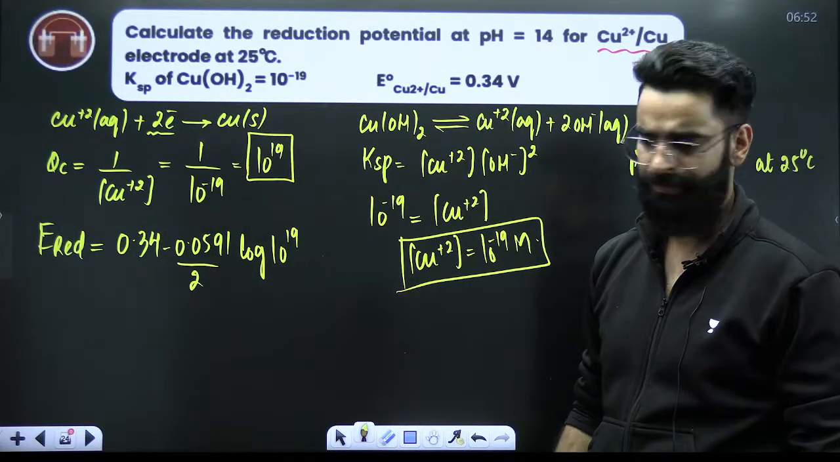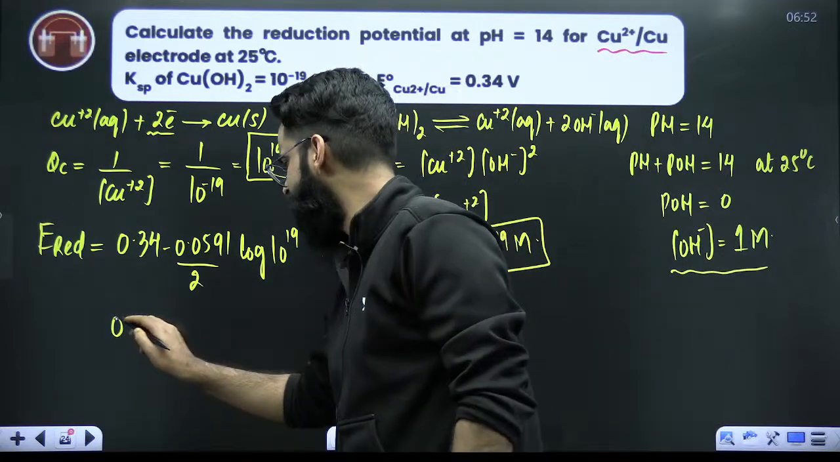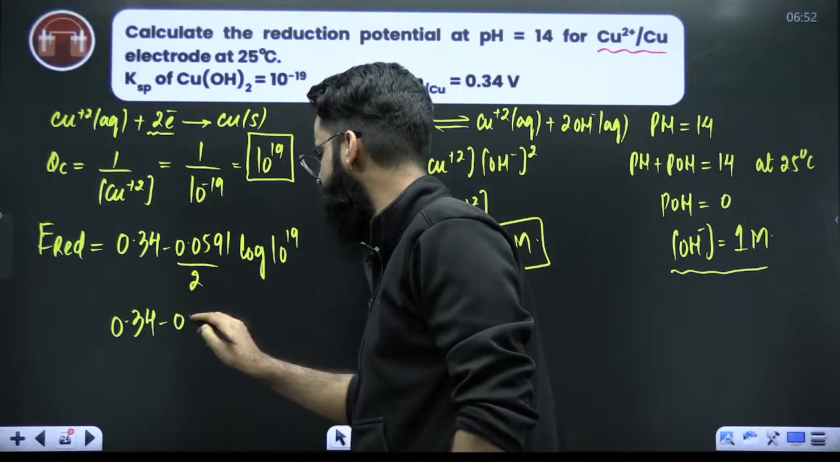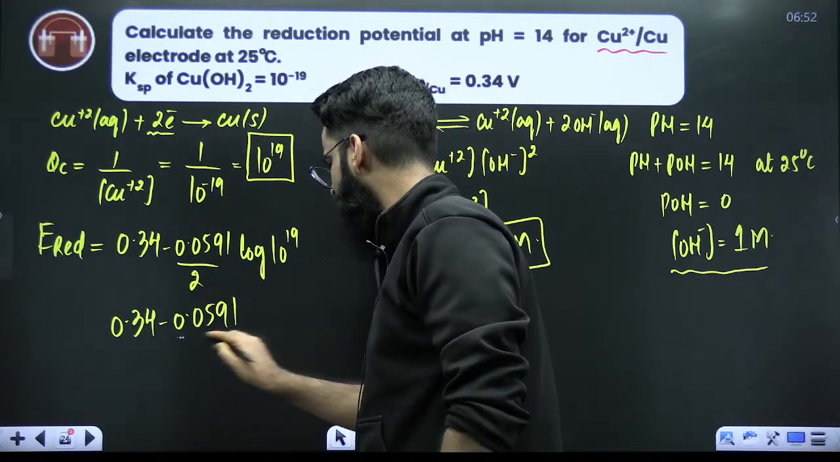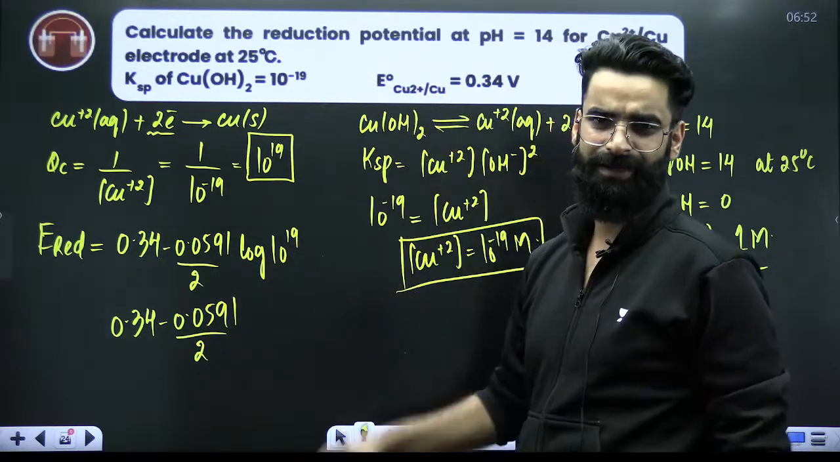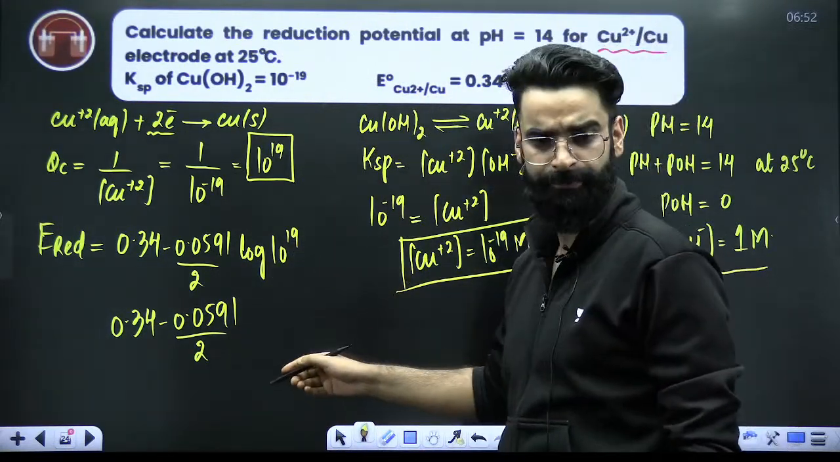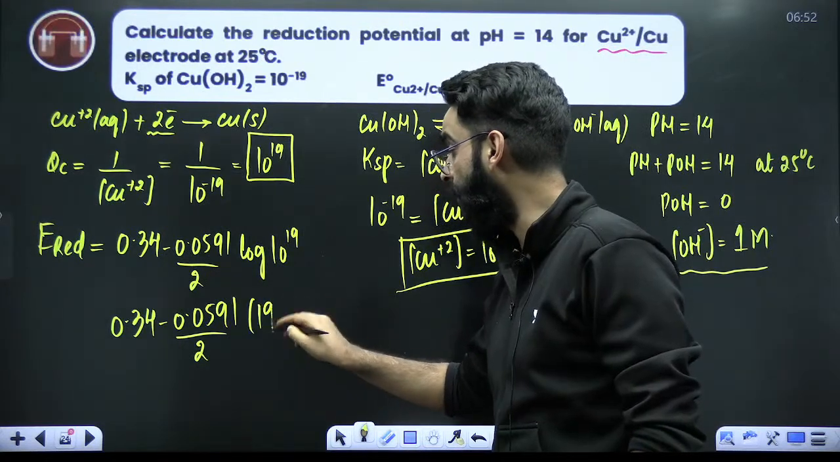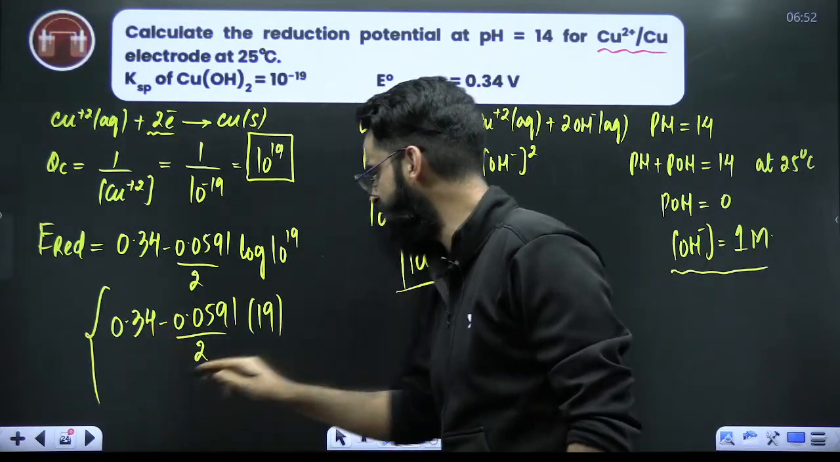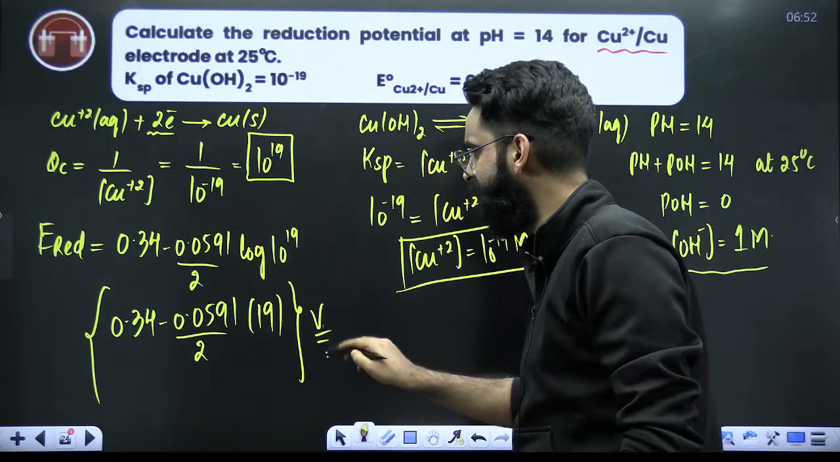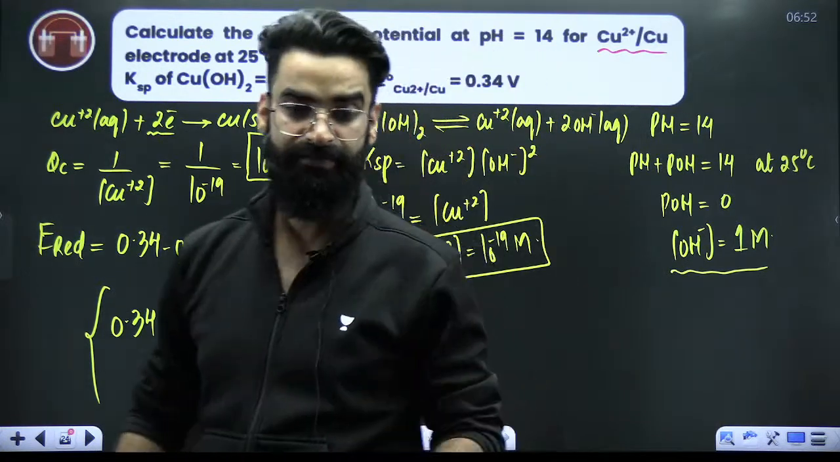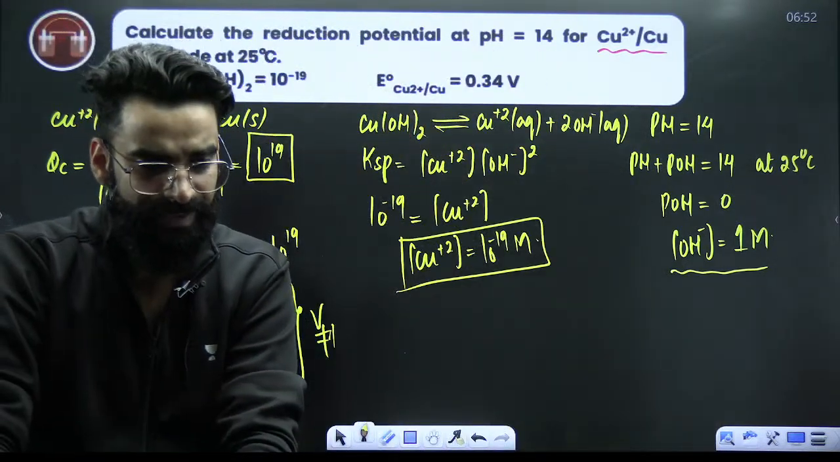Yes. So it's done, right? So it is 0.34 minus 0.0591 divided by 2, log of m raised per n. Log of m raised per n is n log m, right? So it's going to be 19 log 10. Log 10 is 1. Just solve this particular part. Get the answer in volts. That's the reduction potential of the half cell which I was supposed to calculate.